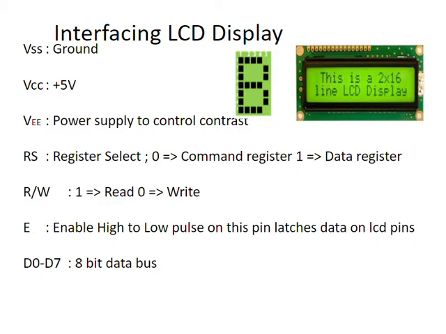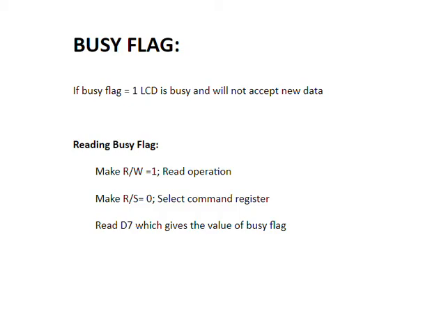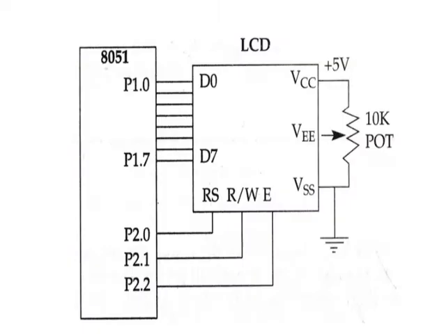So after we apply an enable pulse, that is a high to low pulse on enable pin, only then will the LCD process the command or display the data that is sent to it. So that is all about the pins of the LCD. Now let's look at the interfacing diagram.